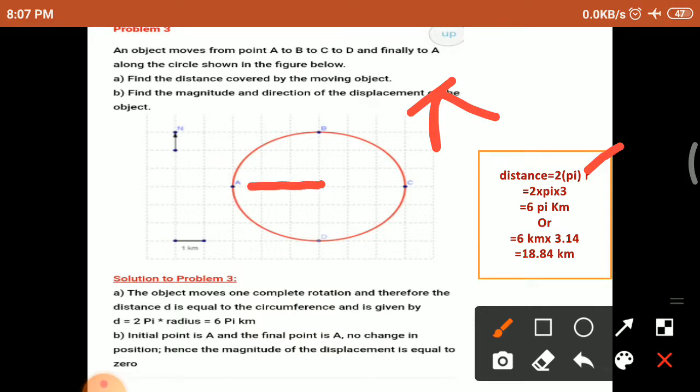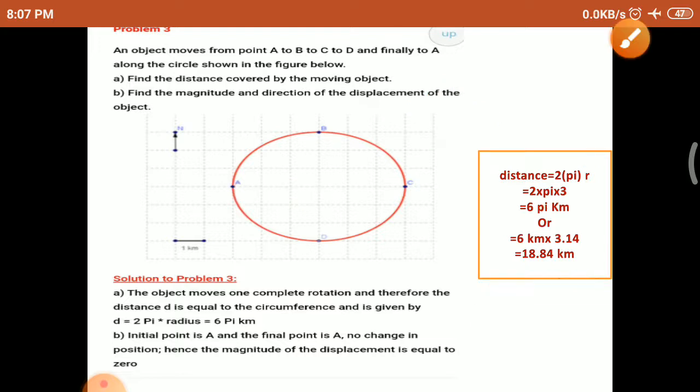From this is the r value. How many boxes? 1, 2, 3. So the r value is 3. 2 pi into 3, so 6 pi kilometer. We can substitute the value of pi as 3.14. So 6 into 3.14 equals 18.84 kilometer. So the distance covered by the moving object is 18.84 kilometer.